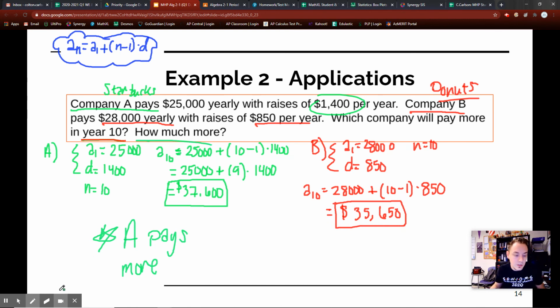So let's do that in blue. How much more are we being paid? All we have to do is take our two answers and subtract them. So 37,600, and then minus 35,650. And you can just plug that straight into Desmos.